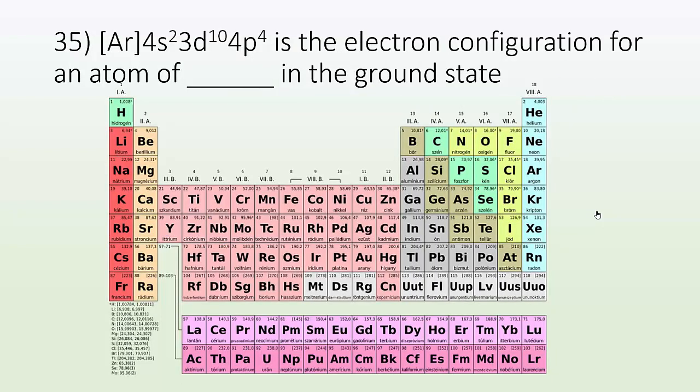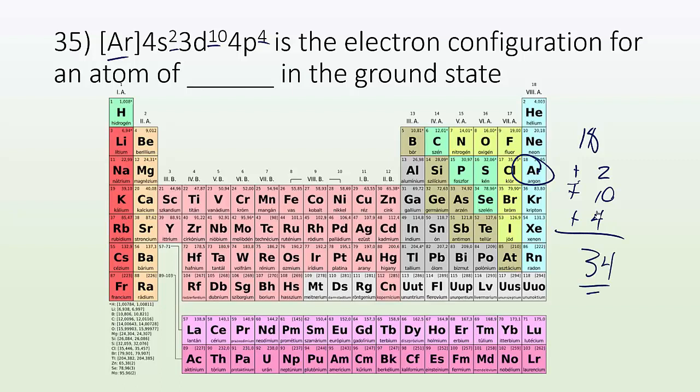Next problem, similar but different. It says argon 4s2 3d10 4p4 is the electron configuration of an atom of blank in the ground state. So I'm going to go, all right, well, again, same thing. Argon has an atomic number 18, and then there's 4s2 3d10 4p4. So I'm really adding 2 and 10 and 4. And I get a total new number of, I can't do that math, 34.